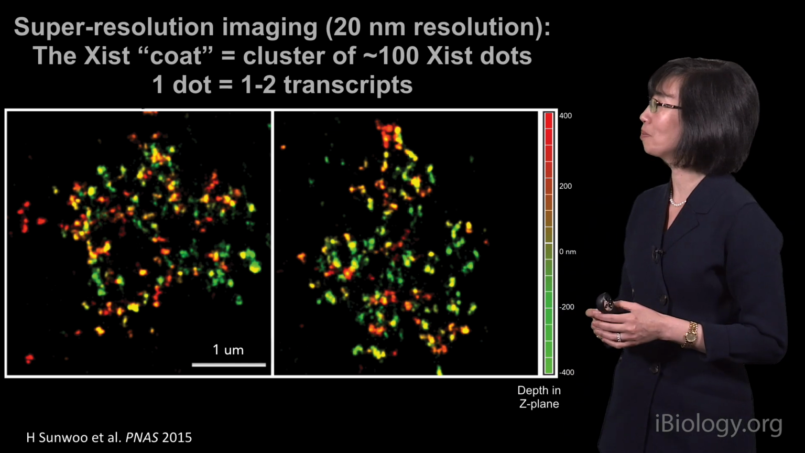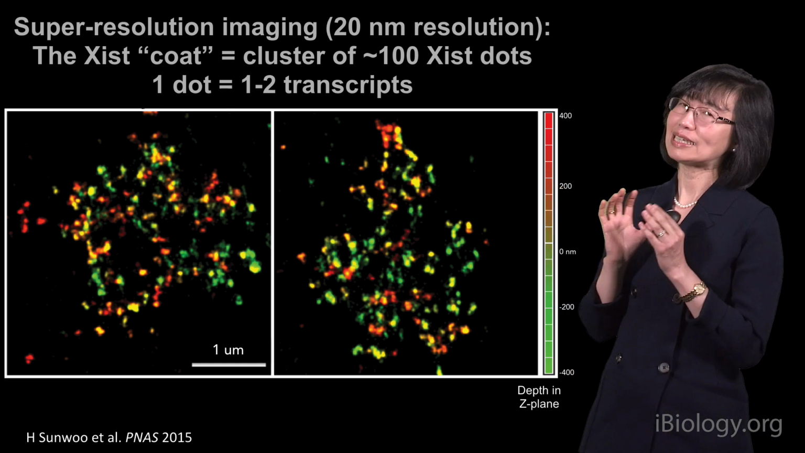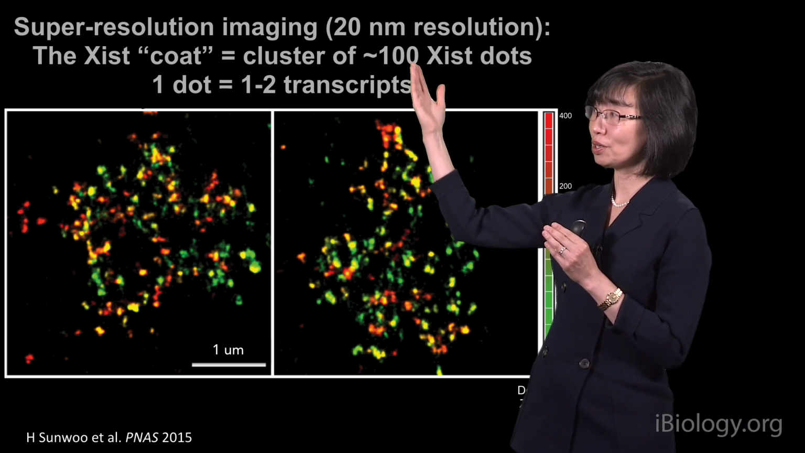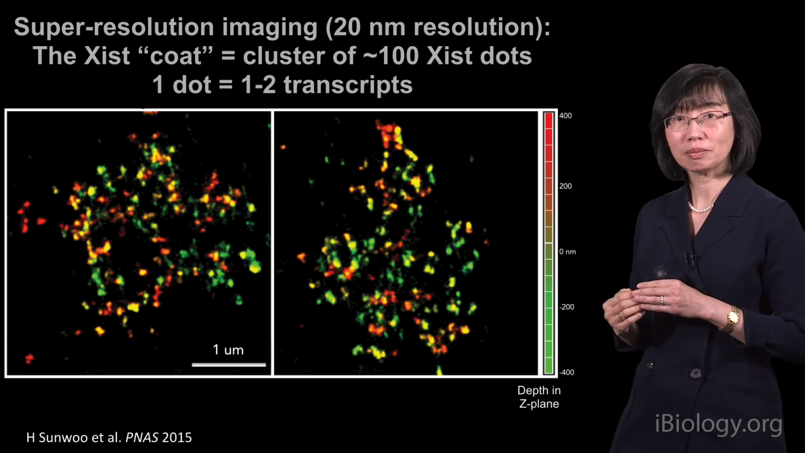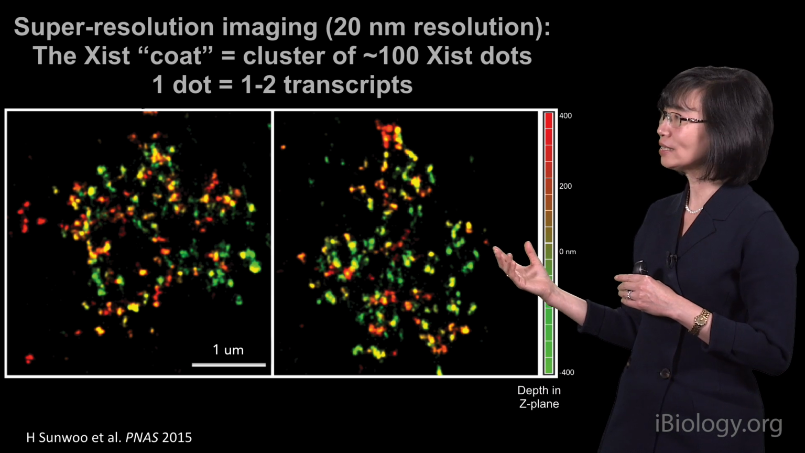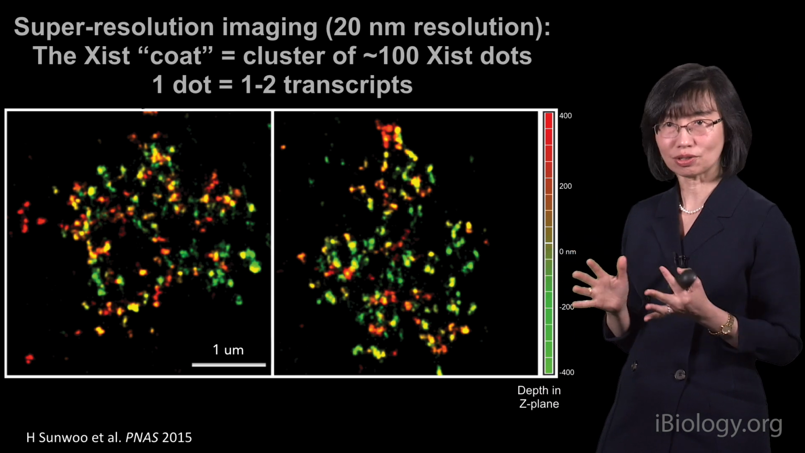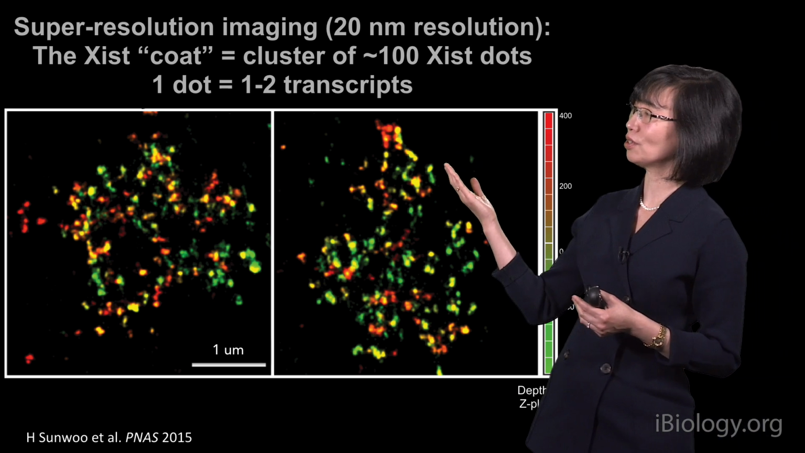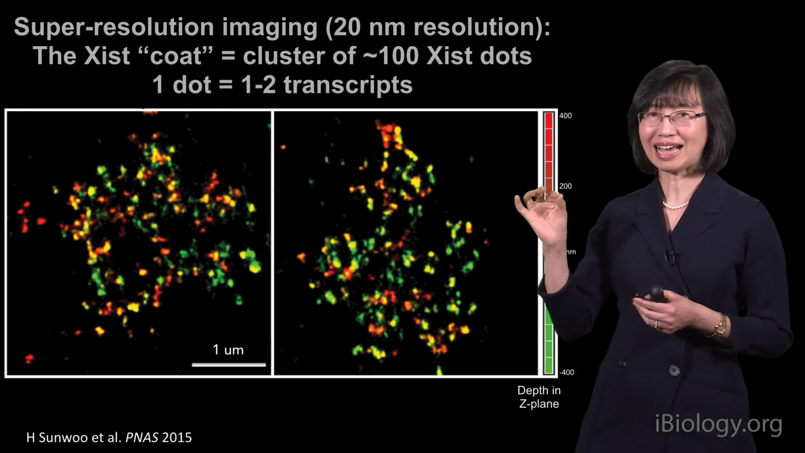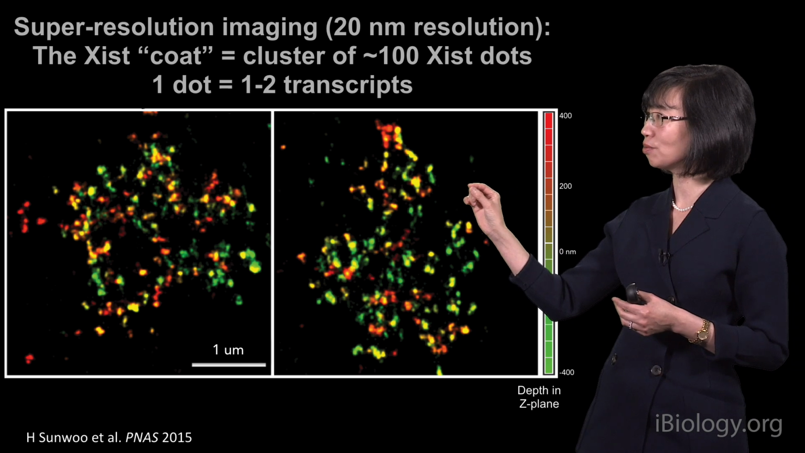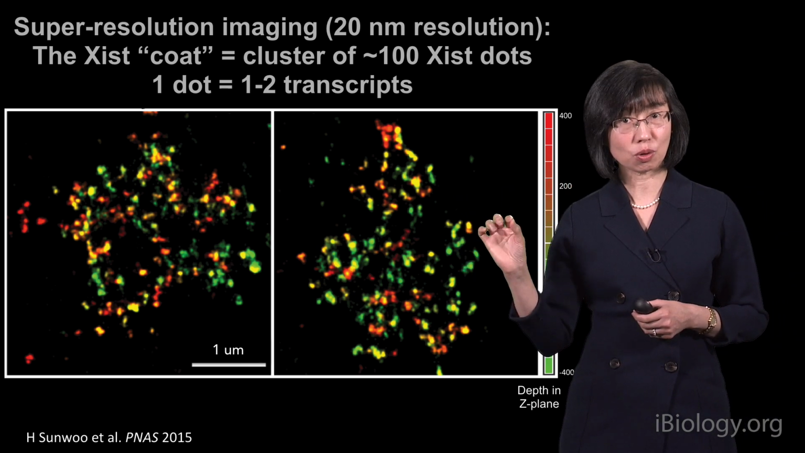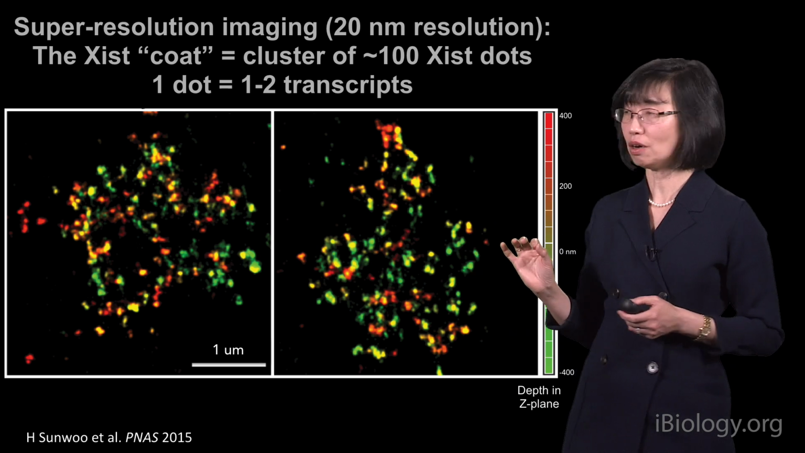when we looked at individual cells, by super resolution imaging with a resolution of 20 nanometers, we see that Xist isn't actually plastered on the entire chromosome. It's not really a coat. It's actually a cluster of about 100 dots, with each dot representing 1 to 2 Xist transcripts, or 1 to 2 Xist molecules. All right.